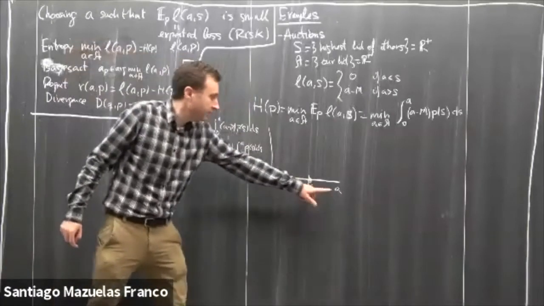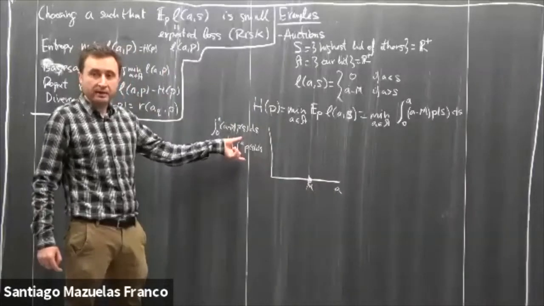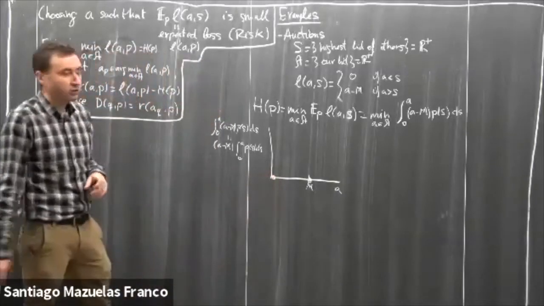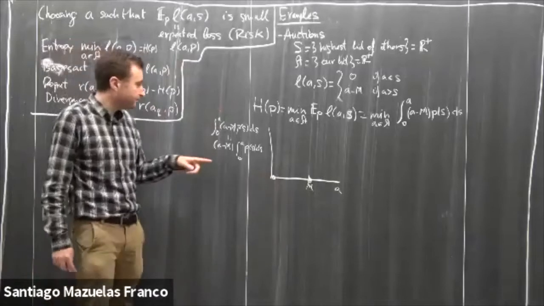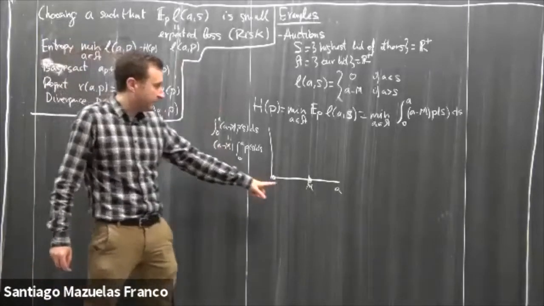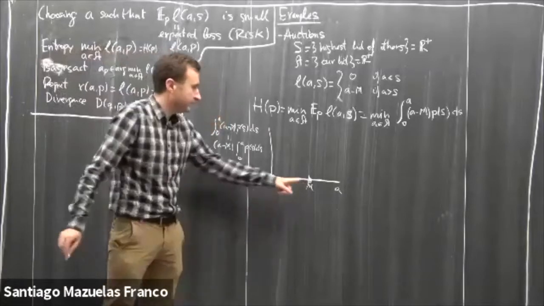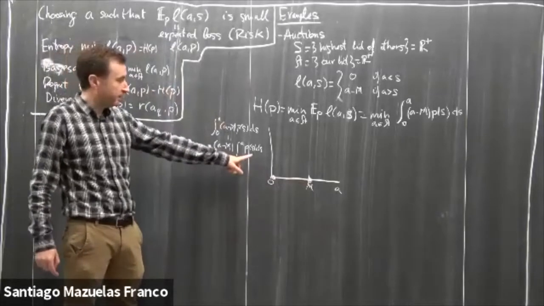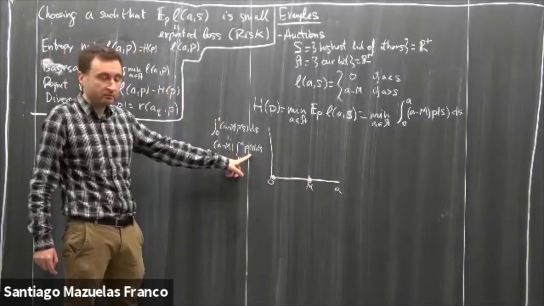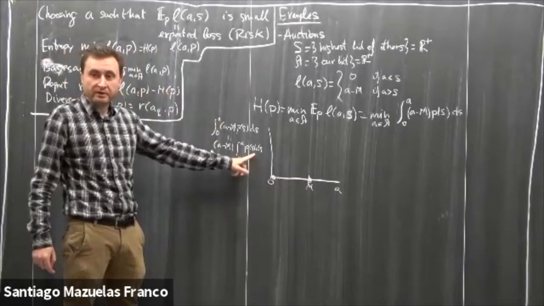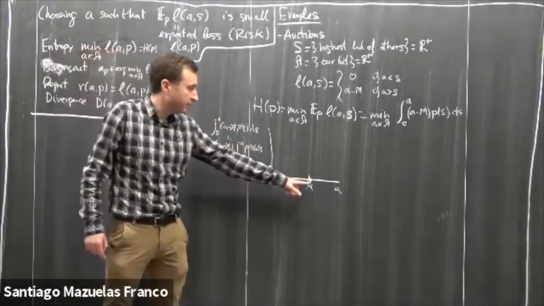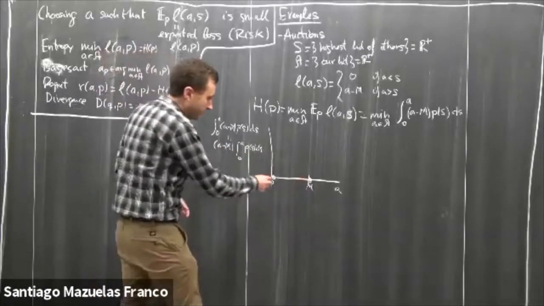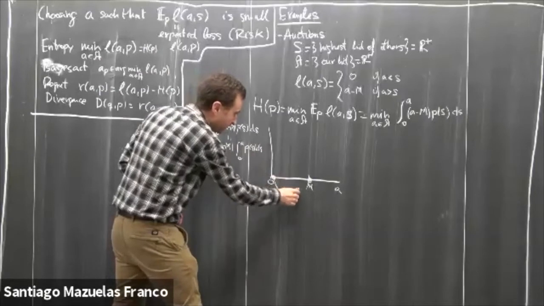When A is equal to 0, this integral is going to be 0, so the function is also going to be 0. So this function goes through these two points in any case. And then for values of A between 0 and M, this part here is going to be negative, and this other part here is going to be a positive number. It depends on the distribution of the state, but it's going to be positive. So in this region, the function is negative.